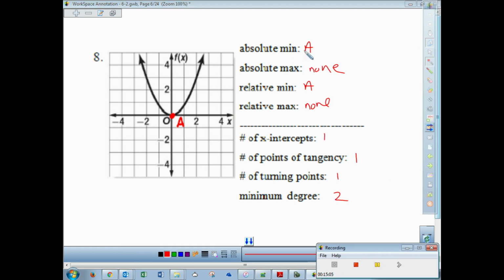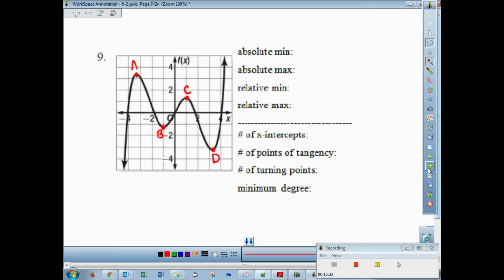This has got an absolute minimum at A, right here. Absolute maximum, there is none. Relative min, also A. Relative max, there is none. X-intercepts, 1. Point of tangency, that is at point A right there. There is 1 because it touches the x-axis, but it never crosses it. That means the turning point is 1. Minimum degree is a 2 right there. That's even. Sweet.